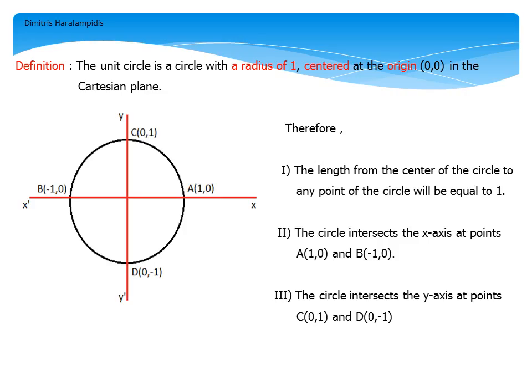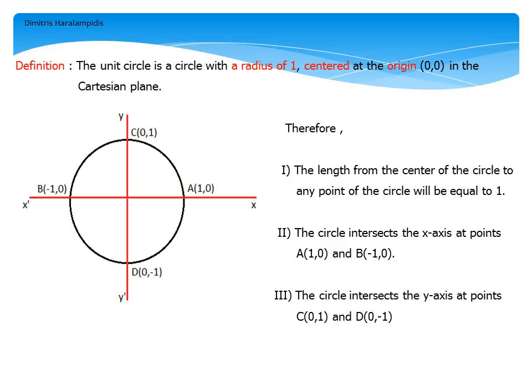The unit circle is a circle with a radius of 1 centered at the origin in the Cartesian plane, as shown in the sketch in front of us. Therefore, the length from the center of the circle to any point of the circle will be equal to 1.